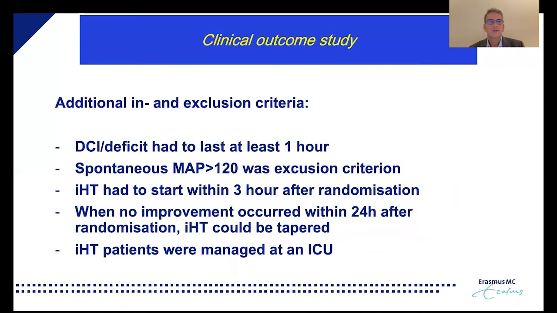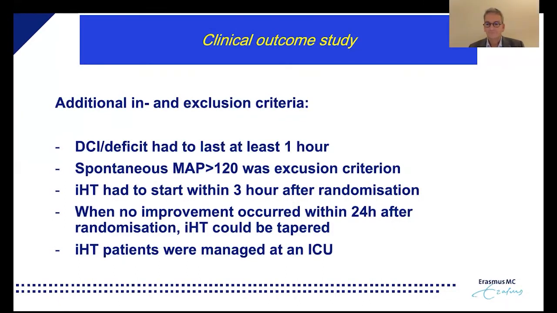So in the clinical part of the study, we aimed to extend the number of inclusions, which we did not exceed. So in the end, we had 41 patients, and DCI to last for 1 hour. Spontaneous MAP of more than 120 was an inclusion criterion. Induced hypertension had to start within 3 hours after randomization, and when no improvement occurred within 24 hours after randomization, induced hypertension could be tapered.